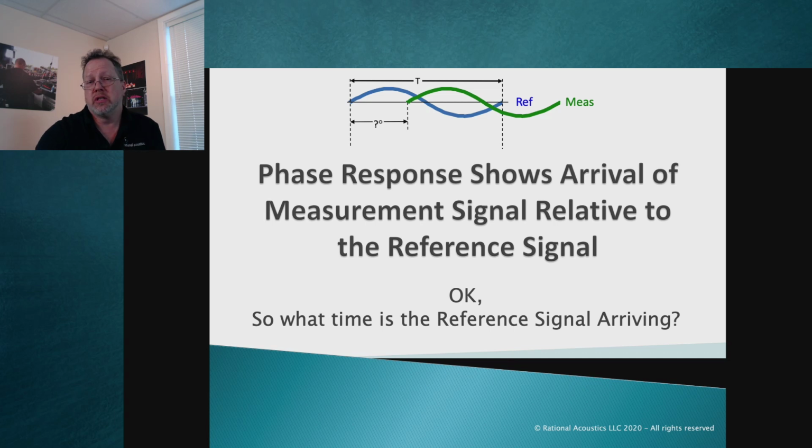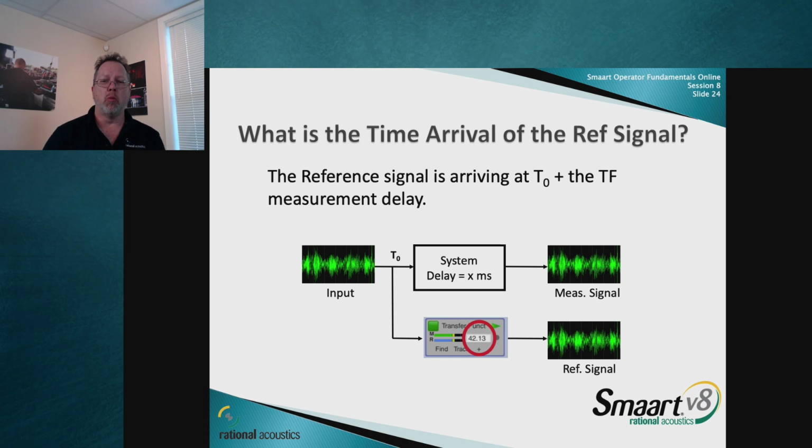So the first question's got to be, what time is the reference signal arriving? Our whole basic model is we're going to grab the signal before it goes into the system. Then we're going to set a delay in order to time the reference signal. It's going to take some amount of time for the signal to go through the system, so we're going to delay the reference signal to be in time with the measurement signal. So effectively for our measurement, the reference is going to be time 0 plus whatever the delay is set to.